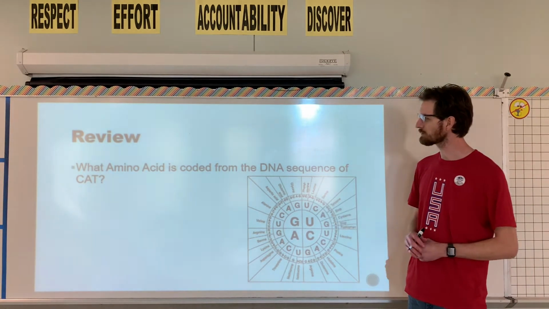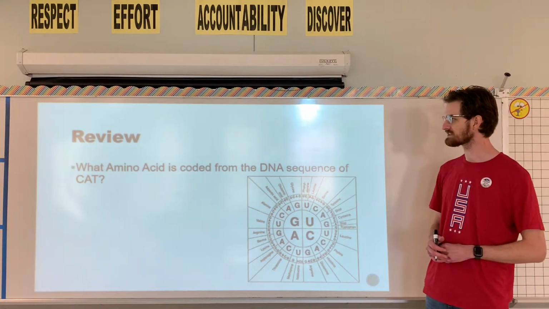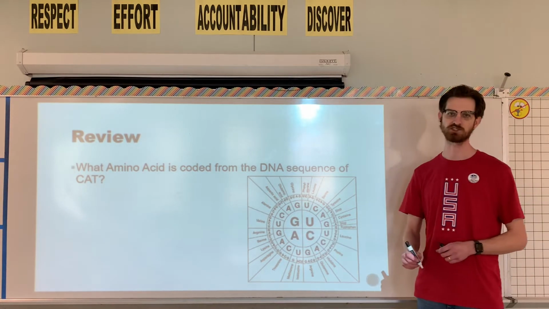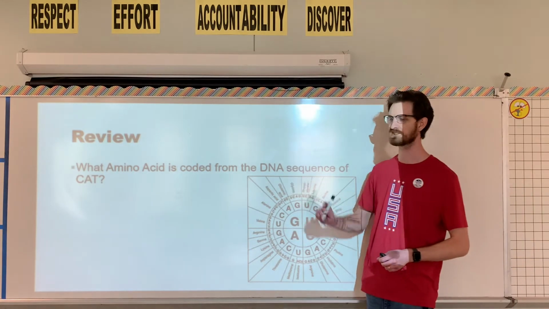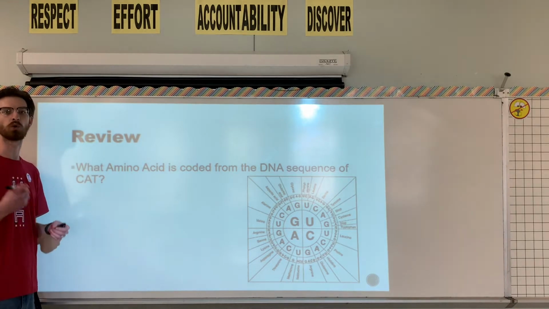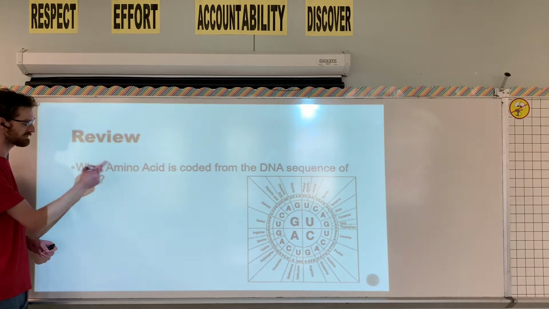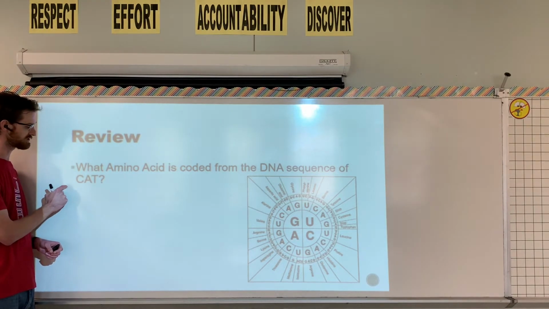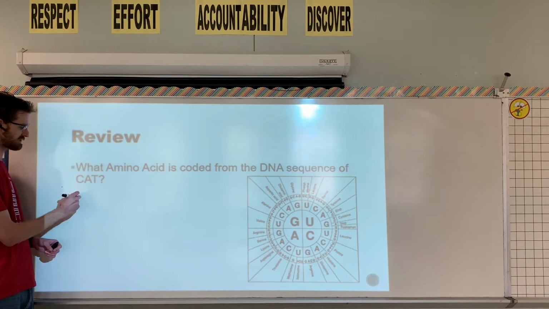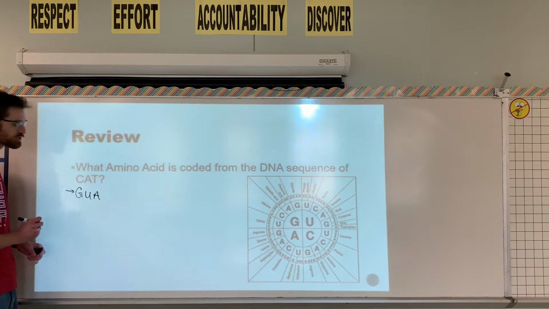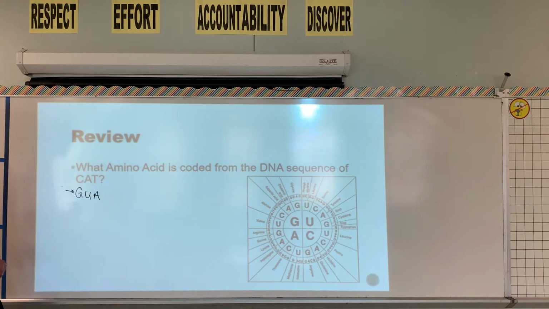What amino acid is coded for from the DNA sequence of CAT? A lot of students will make the mistake of trying to put CAT in this chart. That doesn't work because that's the DNA sequence, and remember, these are called codon charts, which means I need a codon, or an mRNA strand. So if the DNA is CAT, I need to know the corresponding mRNA. I have a C, so that gives me a G, an A gives me a U, and a T gives me an A. So I'm going to use this GUA when I use the chart to figure out what amino acid it is.